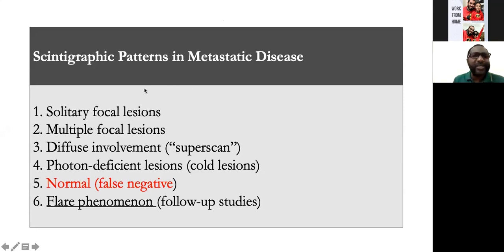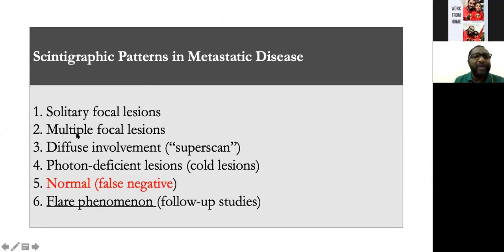This slide shows you the scintigraphic pattern in metastasis. Metastasis, depending on the primary disease, and depending on whether it is a hot spot or a cold spot, can be solitary. So you can have just one single lesion, either in the skull or in the vertebrae or in the appendicular skeleton. So these are the various presentations.